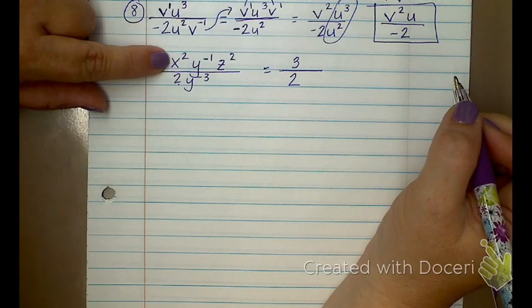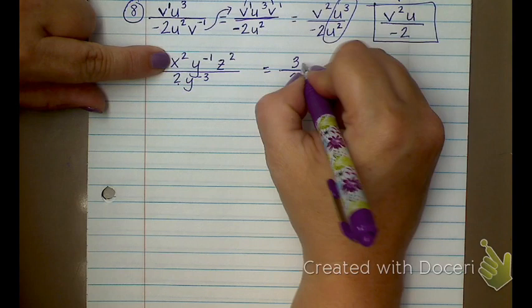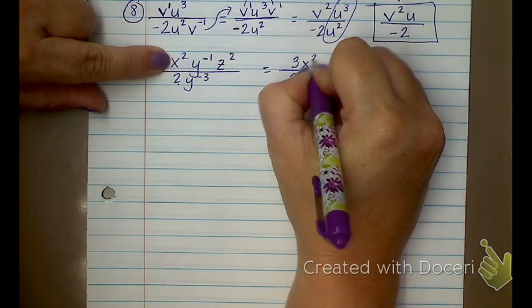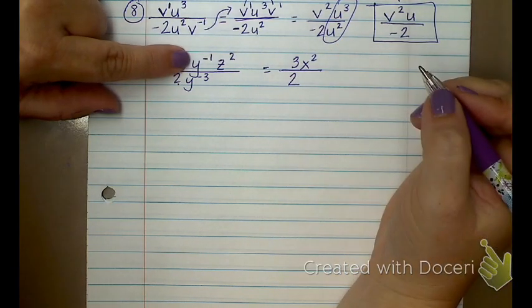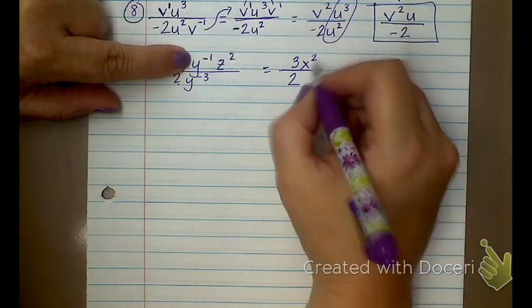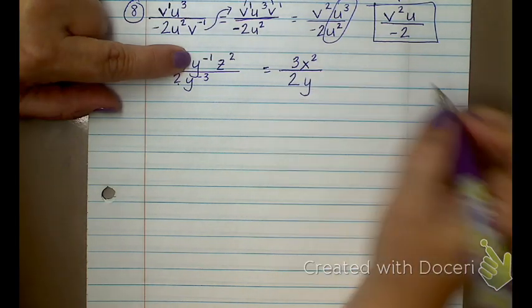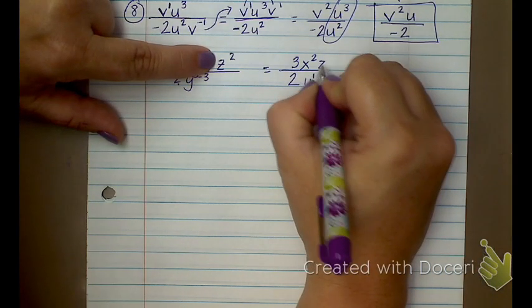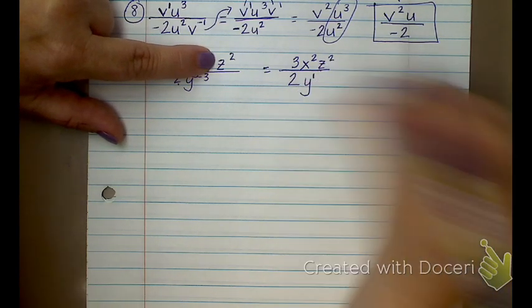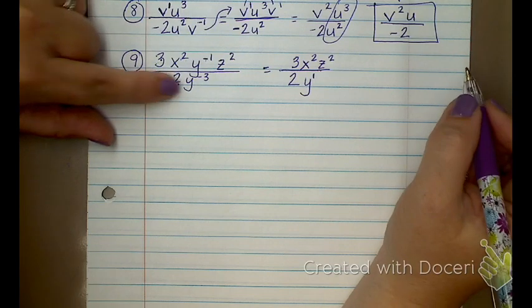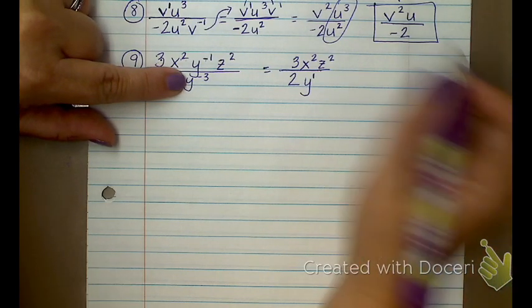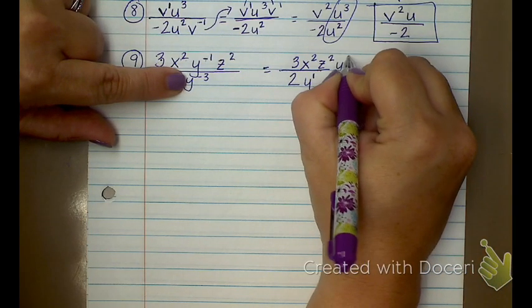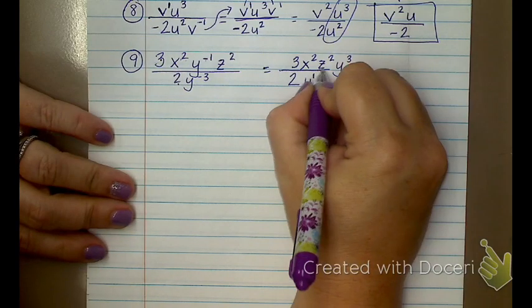X to the 2nd, that's a positive exponent. He can stay where he's at, which is on the top. Y to the -1st, that's a problem. Can't stay on the top, got to move to the bottom and become Y to the +1st. Z to the 2nd, that one can stay on the top because we have a positive exponent. On the bottom, I already dealt with the 2. I have Y to the -3rd. That guy's got to move to the top in order to become +3.